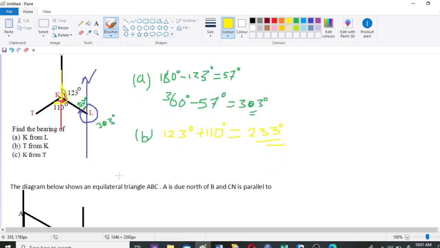Now the last one, which is our C, we want to calculate the bearing of K from T. So what are we going to do? The first thing is we draw a north line at T. So this is our north line. We can extend it a bit even here.